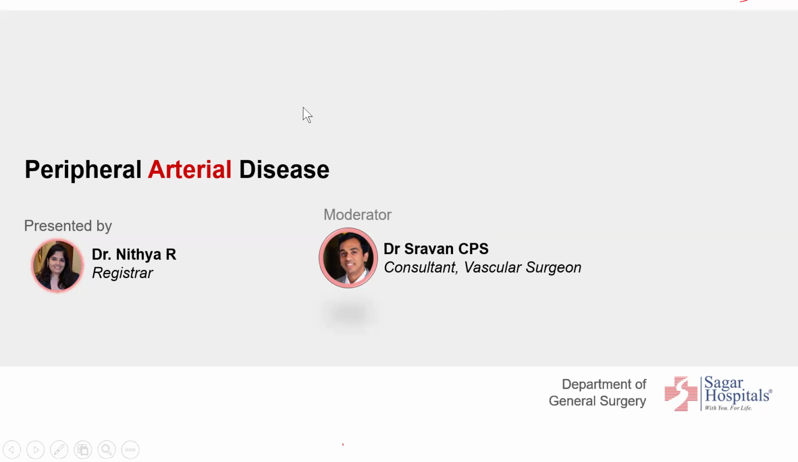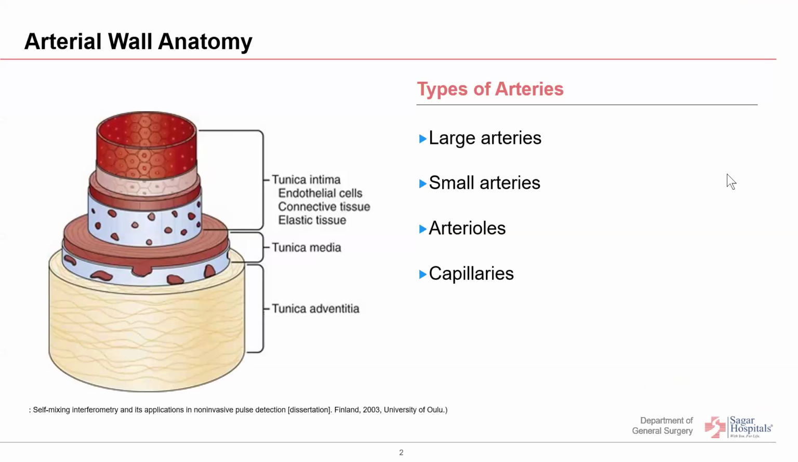Thank you, sir. Thank you for this opportunity, sir. I'll keep it as crisp as possible. So first I'm going to deal in detail with chronic peripheral vascular disease, and acute at a later date. First, we'll start with the basic anatomy.